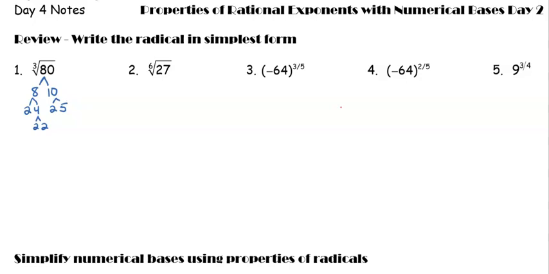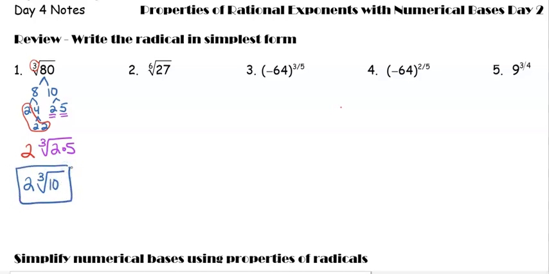So when I look over here, I see that my radical is a cube root, which means I need groups of 3. So I have a group of 3 2's right here. That's going to go to the outside. But there's some leftover numbers here. Those are going to stay inside of the radical. It is still a cube root. When you have more than one number on the inside or more than one number on the outside, they get multiplied together. So this reduces down to 2 cube root 10.